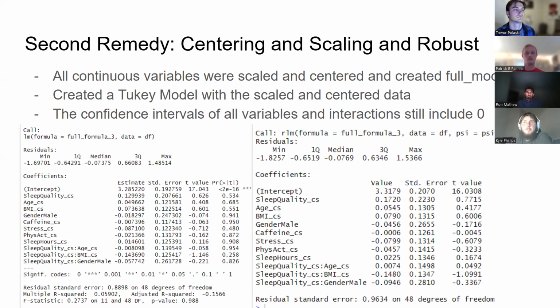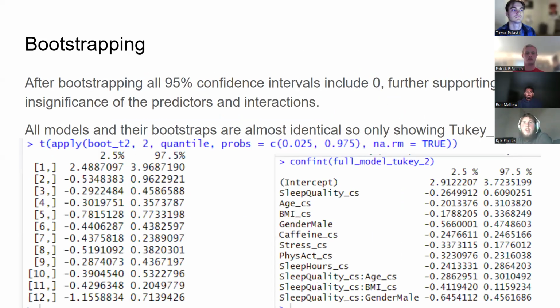My second remedy was to also scale the continuous values and then make another robust model. From these outputs, you can see that the estimates did change because of the scaling, but none of those significance changed. From bootstrapping, I bootstrapped all of the 5 models I trained. On the slide, I only include the second Tukey model, which you can see for all predictors and the interactions. The 95% confidence intervals included 0, which further supports the insignificance of the predictors and interactions.